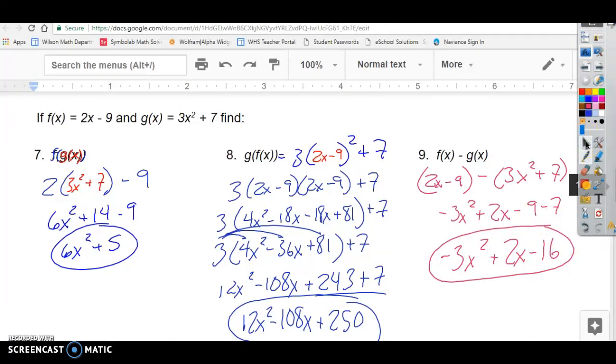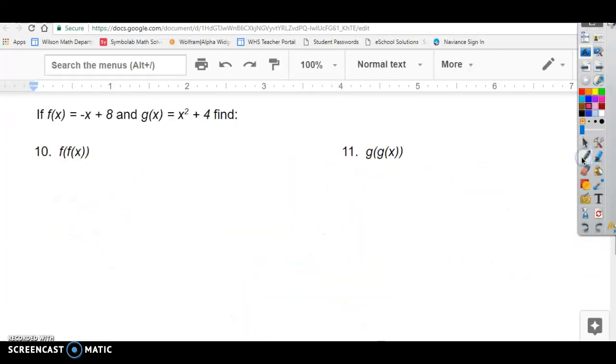Okay, so that should wrap up the front page. We'll see you here in a second. We're back. Okay, continuing with the back, we got f of x.